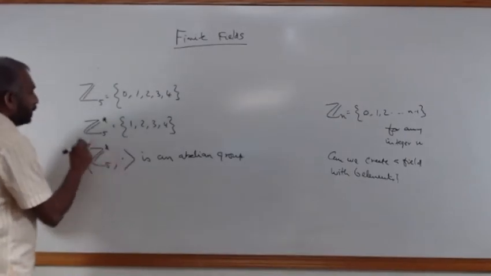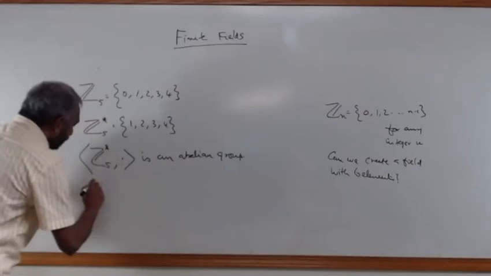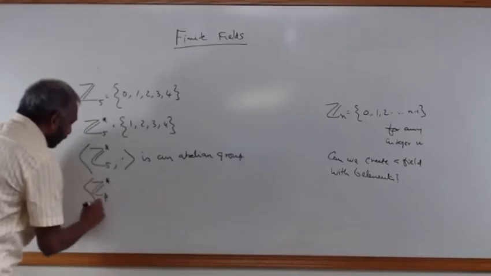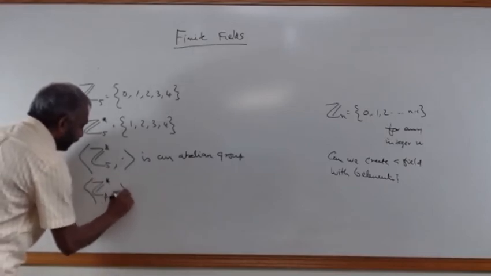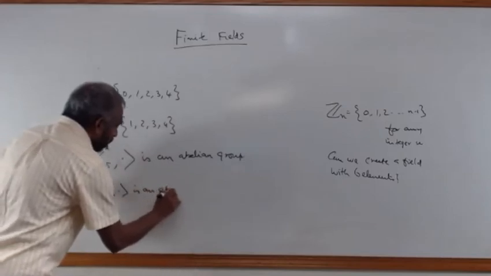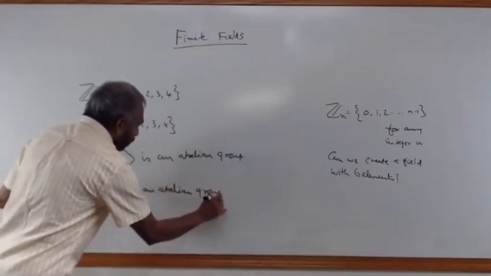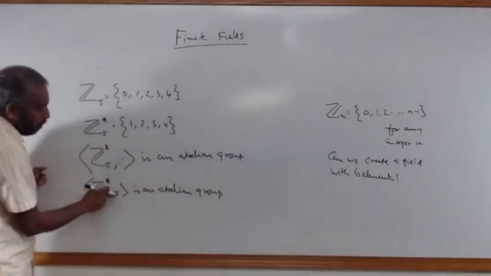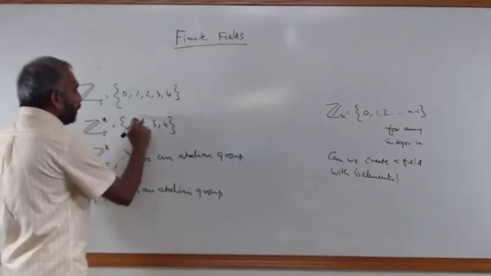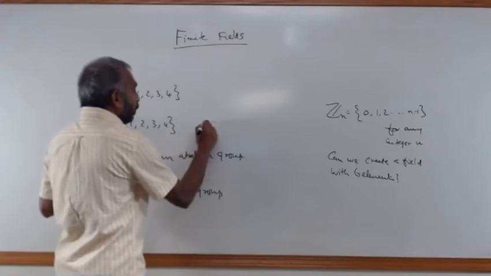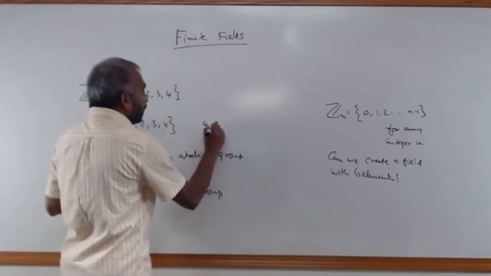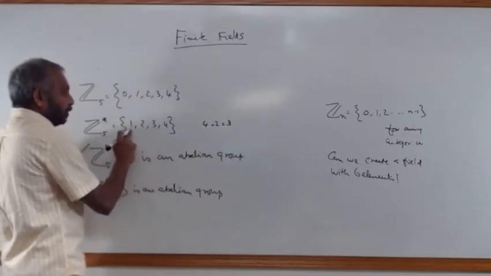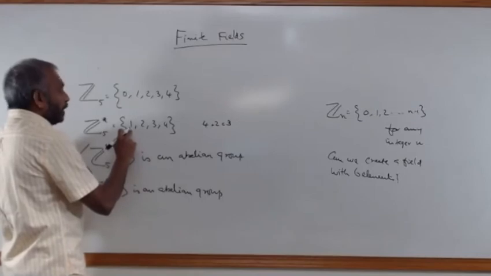In general, if you take Zp star with multiplication, it is an abelian group. This multiplication is multiplication modulo p. So if you multiply 4 into 2, 4 times 2 is equal to 3. That is how you multiply here. And the identity is always going to be the multiplicative identity of the field.